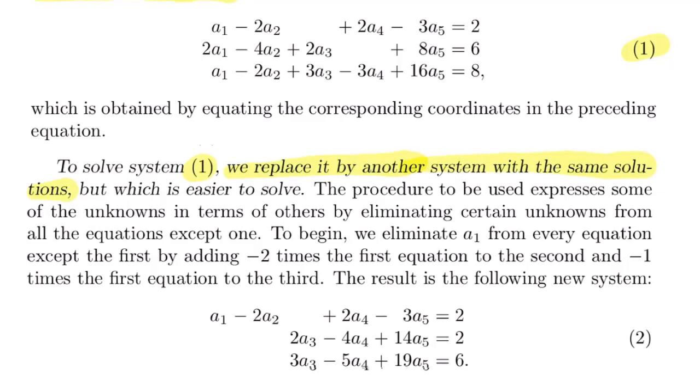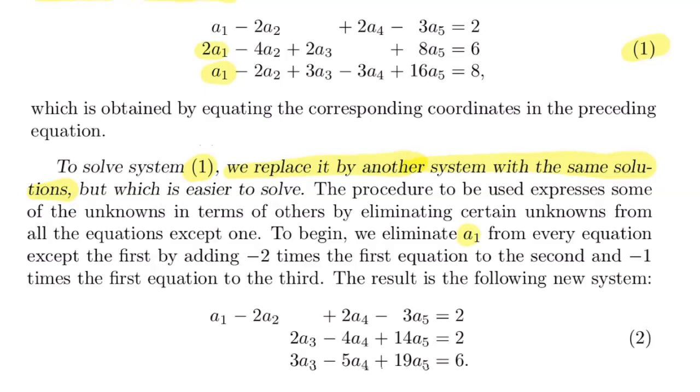Like adding things to both sides of an equation, multiplying both sides of an equation by a non-zero number, replacing an equation with some multiple of another equation plus the equation, and so on. So to eliminate variables, we're just going to walk through these steps. We're going to eliminate the a1 variable from the second and third equations.